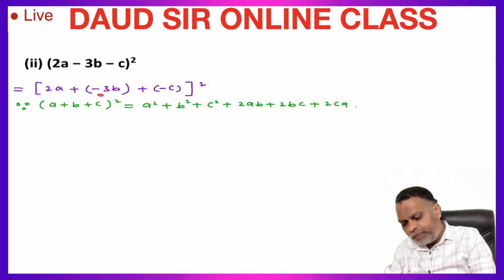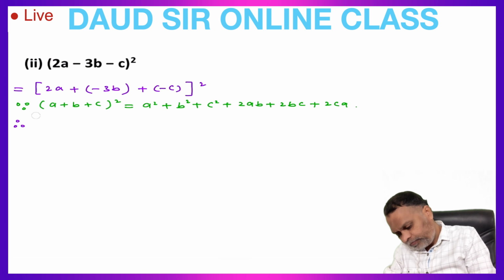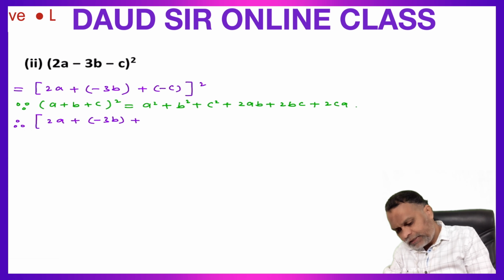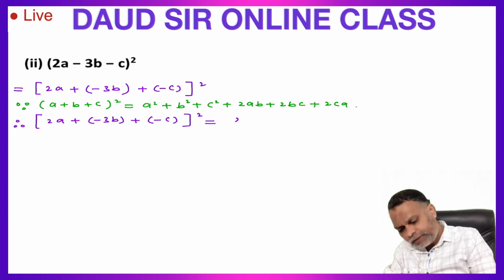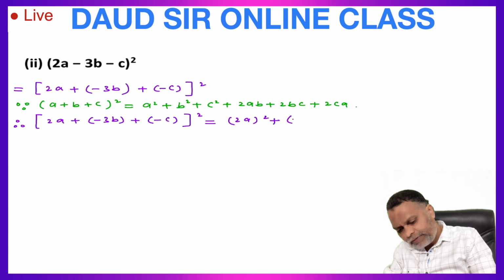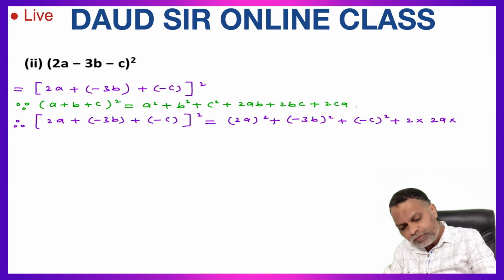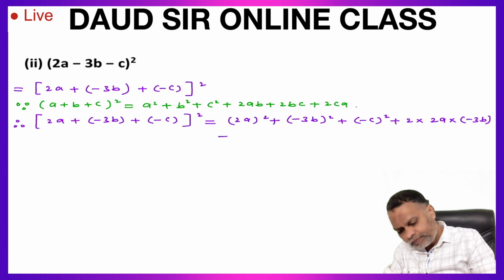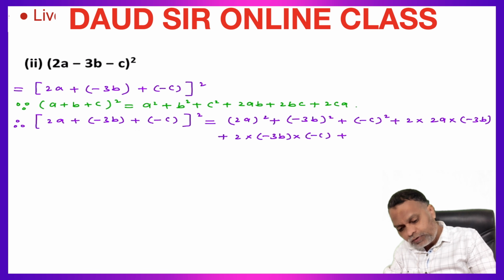Here a is equal to 2a, b is equal to minus 3b and c is equal to minus c. Substitute these values here. Therefore, 2a plus minus 3b plus minus c whole square is equal to a square means 2a square plus b square means minus 3b whole square plus c square means minus c whole square plus 2ab, a is equal to 2a and b is equal to minus 3b, plus 2bc, b is equal to minus 3b into c is equal to minus c, plus 2ca, c is equal to minus c and a is equal to 2a.